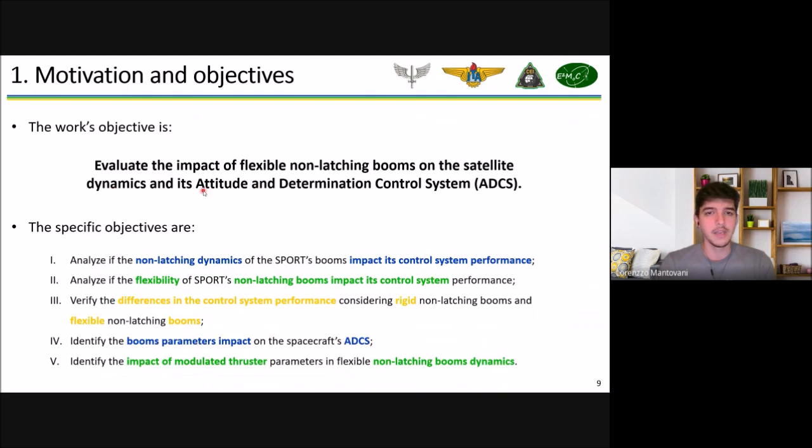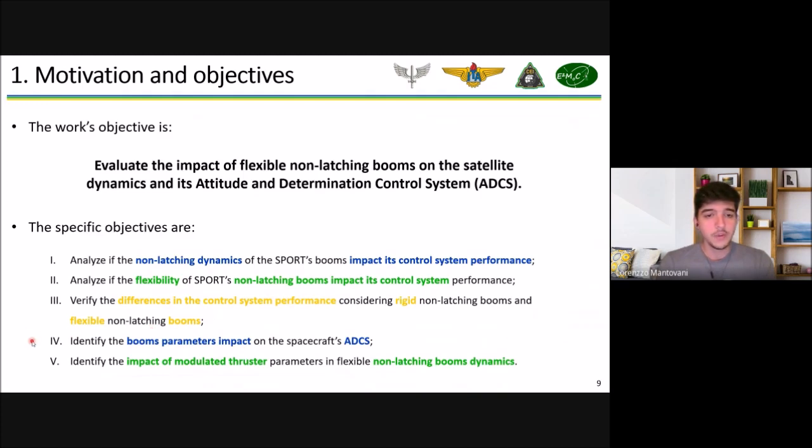on satellite dynamics and its attitude determination and control system. We can break this main objective down into specific objectives. The first is to analyze if the non-latching boom dynamics of the SPORT booms will impact its control system performance. So now we are talking about rigid booms, and the second objective is about flexible booms. The third specific objective is seeing the differences in control system performance considering rigid or flexible booms, so it's basically analyzing the difference between the first and second results.